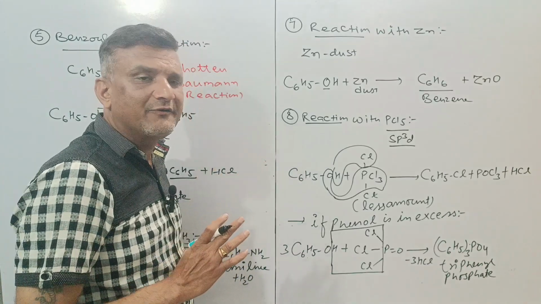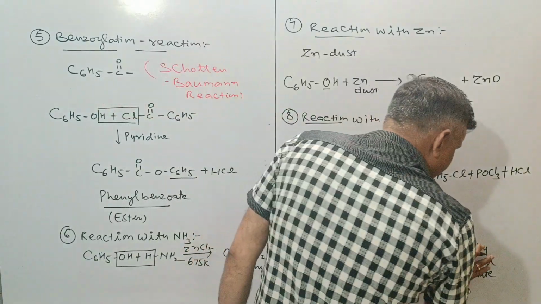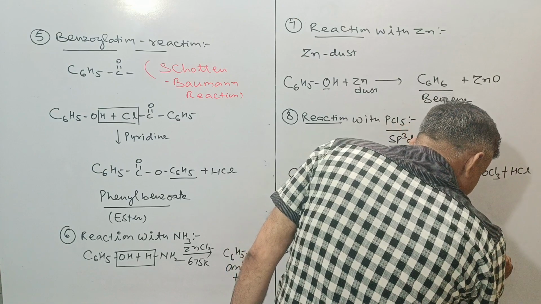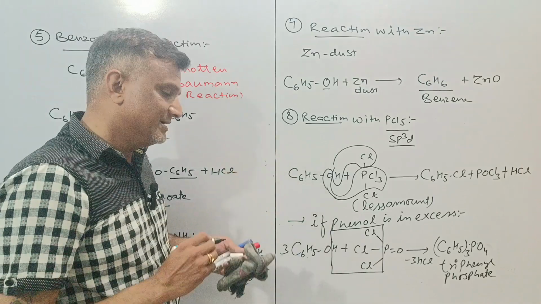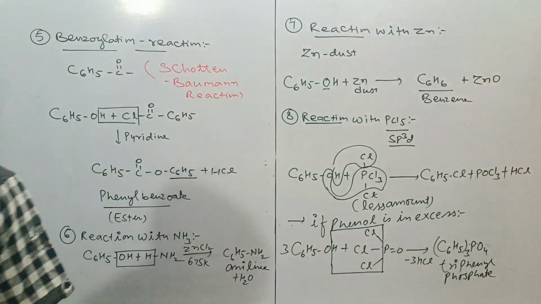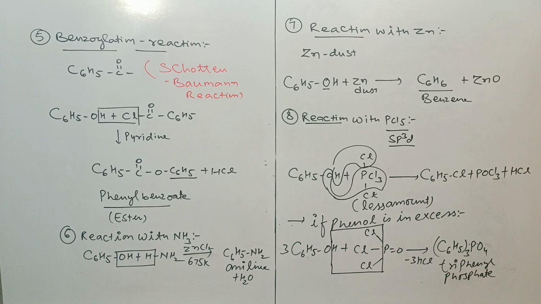Competition exam में कई बार क्वेश्चन आया हुआ है कि what will be formed when phenol in excess reacts with PCl5, then you will see formation of triphenyl phosphate. This was about the reaction with PCl5. So this was about the second last reaction due to the OH group.